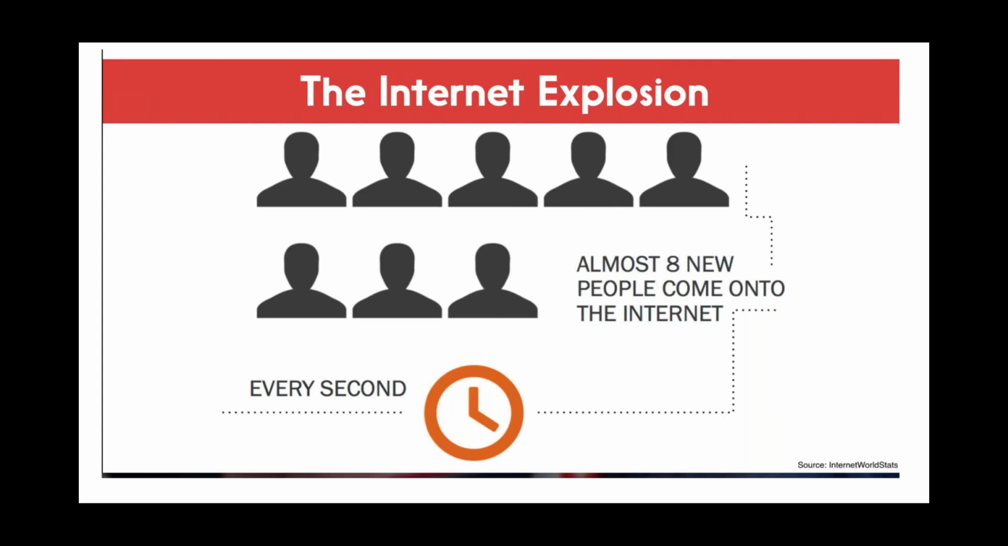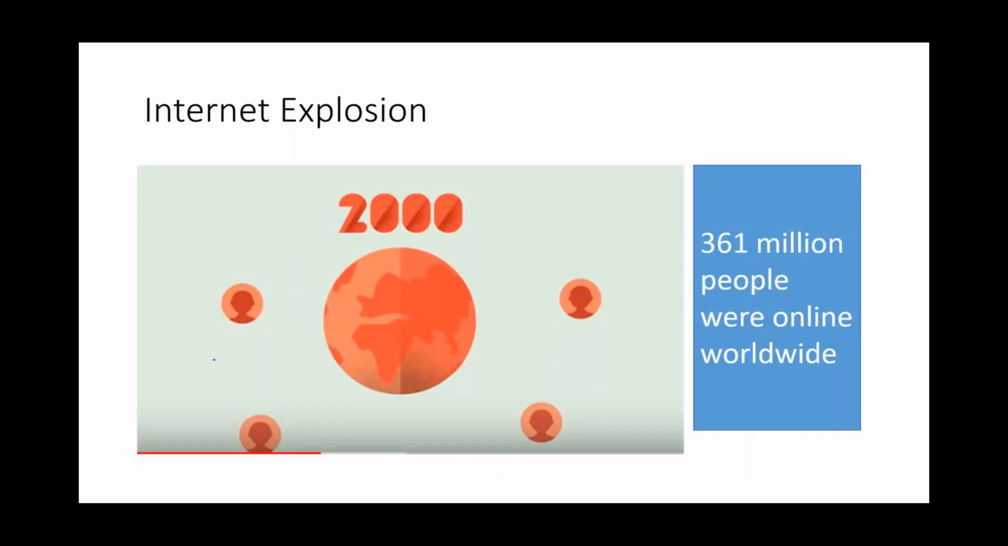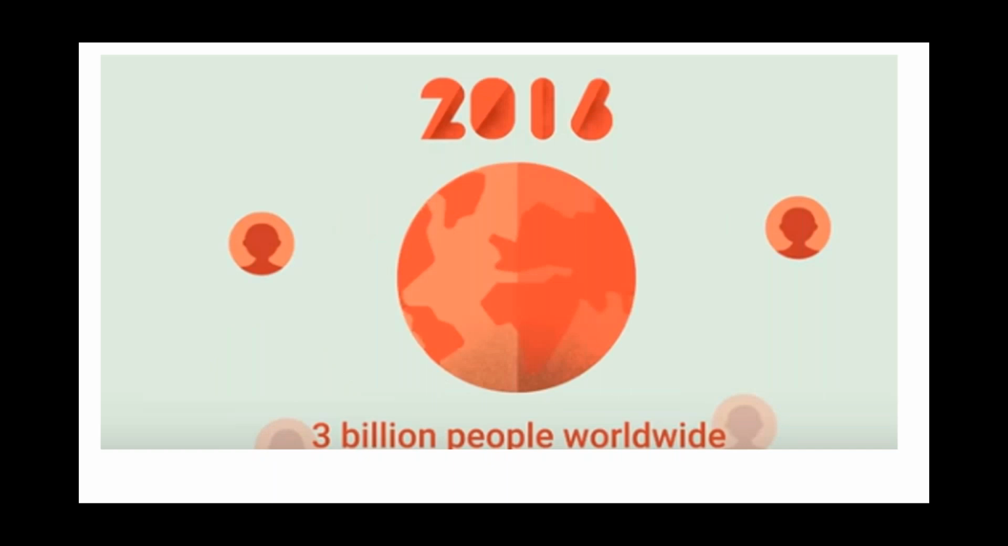That means 8 into 4, 32 people are already on the internet now. That's how powerful the internet is. In the year 2000, there were only about 361 million people online worldwide. But in the year 2016, it is not 361 million, it is 3 billion. See how many people have actually got onto the internet.